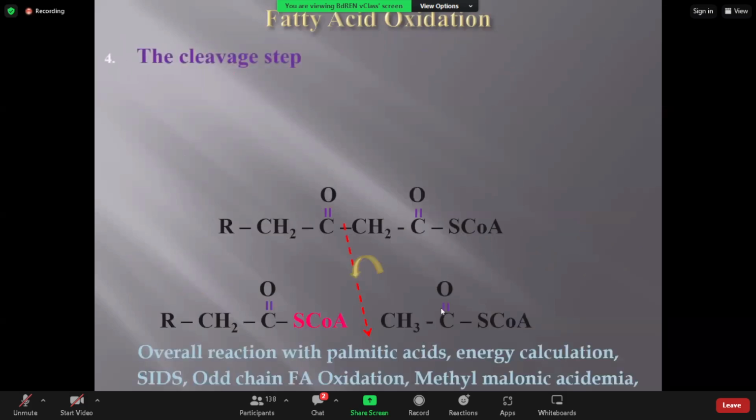And then the cleavage step, the last step, this is cleavage.